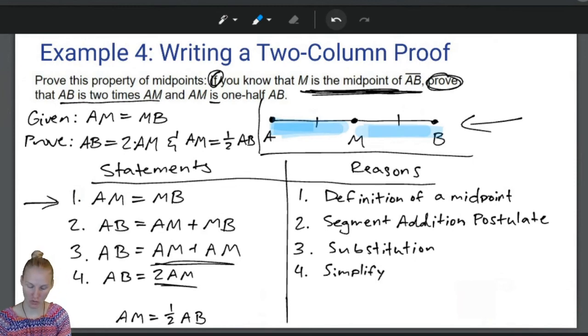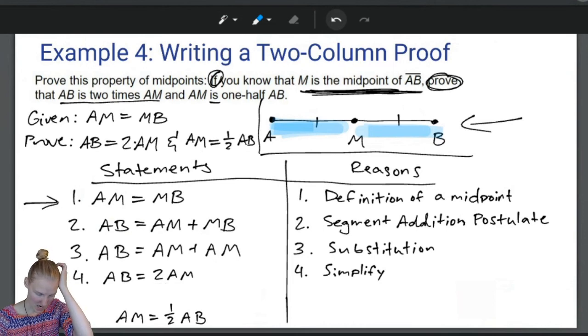Your reasons don't always have to be some fancy postulate. Sometimes your reason will be the segment addition postulate, or the transitive property of congruence. Sometimes it'll have this fancy name, and sometimes it'll just be simplify. As long as you give a reason for what's over here, you're good. It doesn't need to be something super fancy.